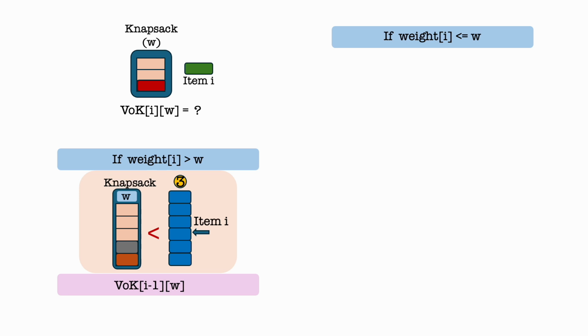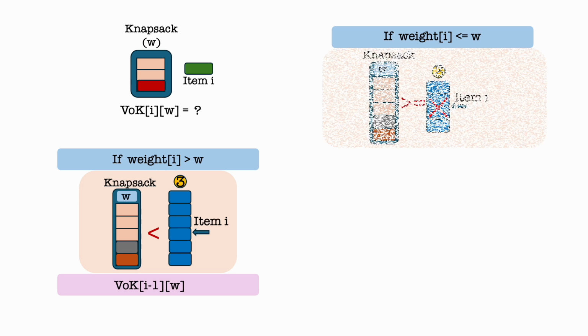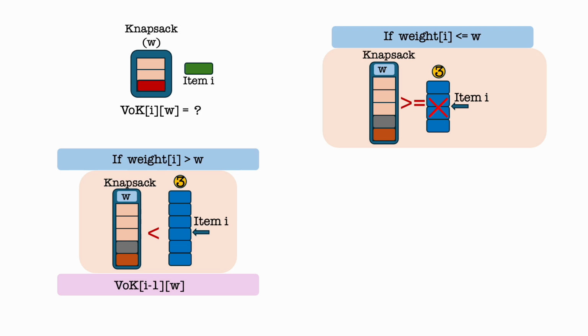In the second case, further, there are two possibilities. One, when we do not keep item I in the knapsack even when the size of item I is less than or equal to the current capacity of the knapsack. In this case, the value of the knapsack is the optimal solution of the subproblem without item I because we are not keeping the item in the knapsack. We select this option if after keeping item I, the value of the knapsack reduces.